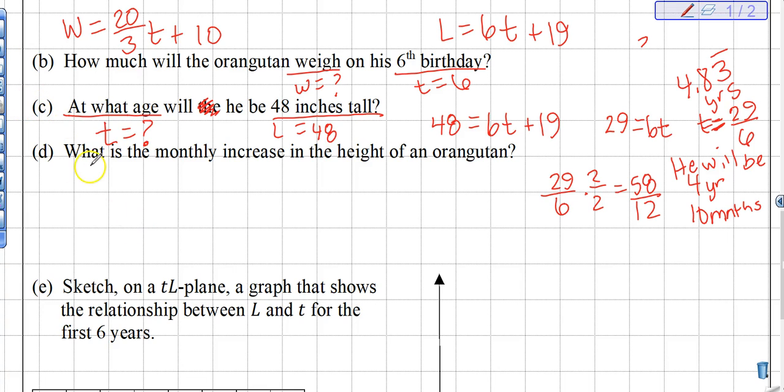Last question. We'll have 2 more questions to ask in regards to this. Then the next question says, what is the monthly increase? Monthly increase in height of the orangutan. So this is your slope. We know what his yearly increase is. What was his yearly increase?